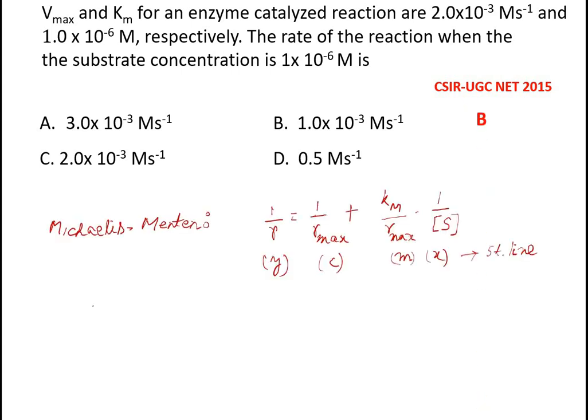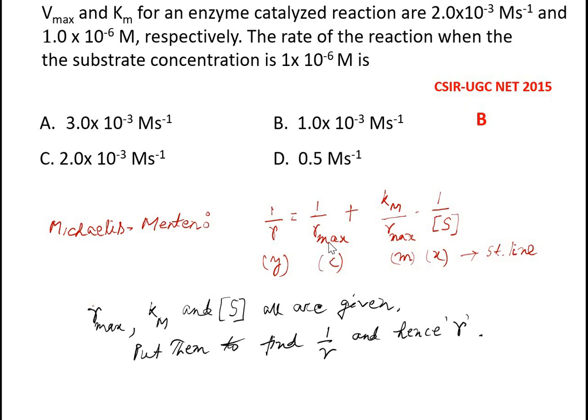So again we are going to use the same equation, y equals mx plus c, and this time you see that Rmax is given, Km is given, and substrate concentration is also given. So all the right-hand side terms are given, so we can easily find 1/R and hence R, and we can check that option B is going to be the right option. Okay, so please check it.